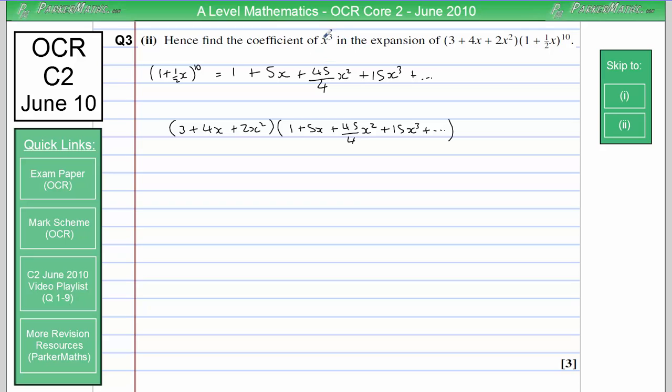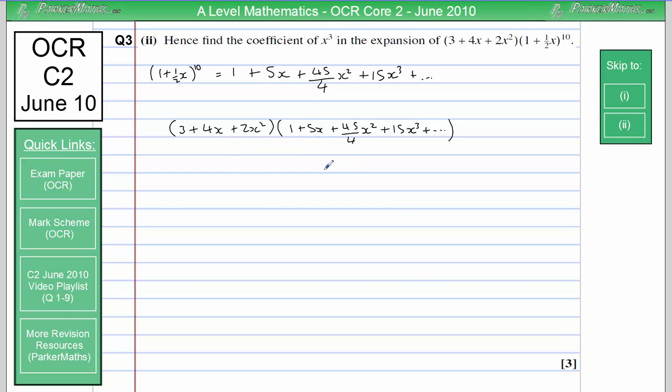Because we only need the coefficient of x cubed, we're not interested in any more of this expansion, because if you think about the next term here, it would involve x to the power 4. And if we multiplied that by any of the terms in here, we wouldn't get anything involving x cubed. So we're not interested in x to the 4, x to the 5, and so on. If we expanded the whole of this bracket out, we would get 12 terms. But we don't need all of those terms, and it would be a lot of wasted effort to expand that.